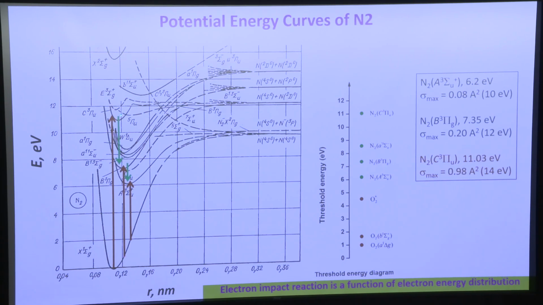Their energy is much higher. We can see the nitrogen A state is 6.2 eV, B is about 7 eV, and nitrogen C is 11 eV. That's why the nitrogen B and C states can dissociate oxygen very effectively, because more than 70% of air is nitrogen. So these electrons will interact with nitrogen and create electronically excited nitrogen.